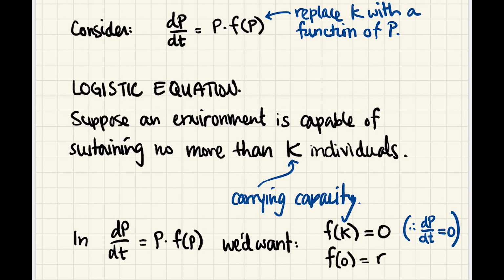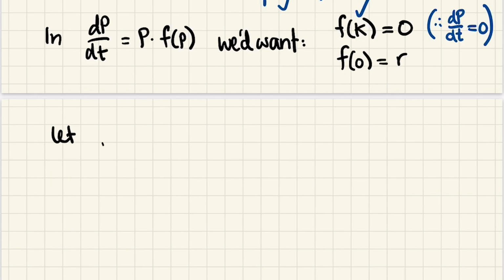So all we need for f is for it to be a function that satisfies those two conditions. Well, you could pretty much make any function satisfy a couple of points, but the simplest thing to do is to let f just be a linear function that goes through those 2 points. The form of a linear function is, of course, mx plus b, right? But we'll call it mp plus r. And we can see right away that f of 0 will equal r. So we've satisfied that first condition. We just need to choose our m, which is a slope here, such that f of K is equal to 0.